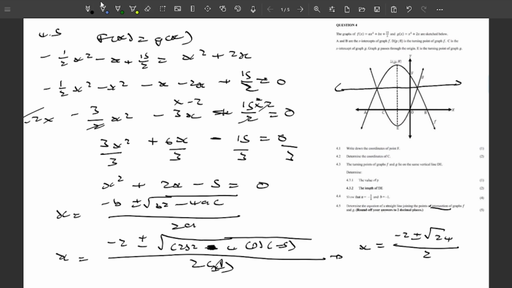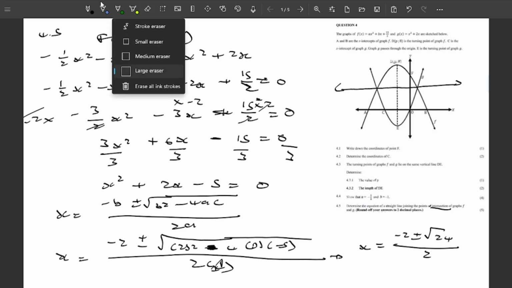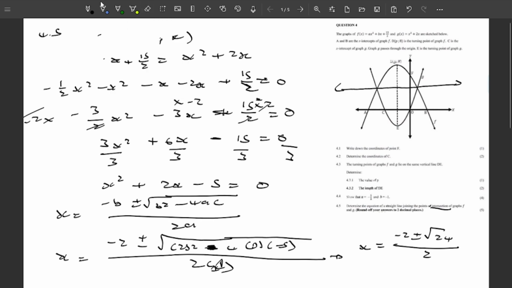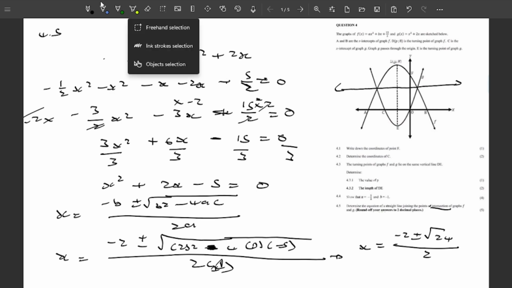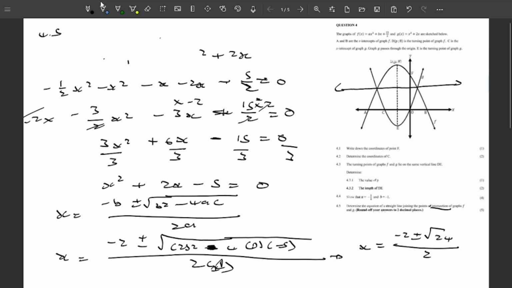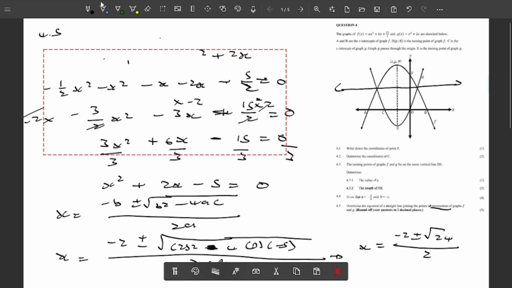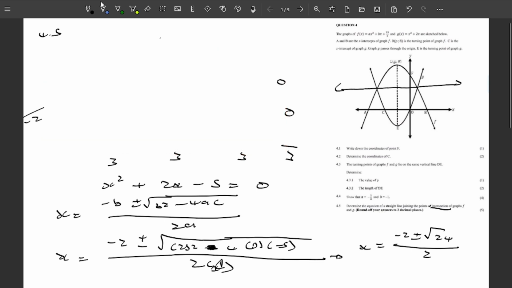let me write it here, let me try and erase here on the top, right, let's erase here on the top so that we can have some space to write. Right, okay, so erase.